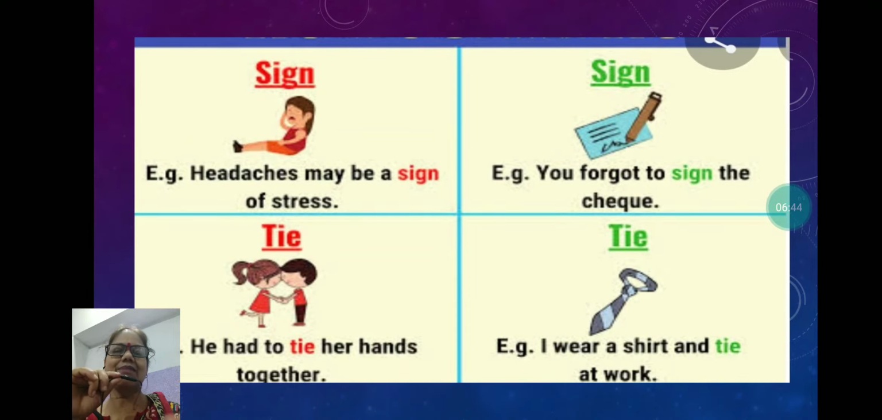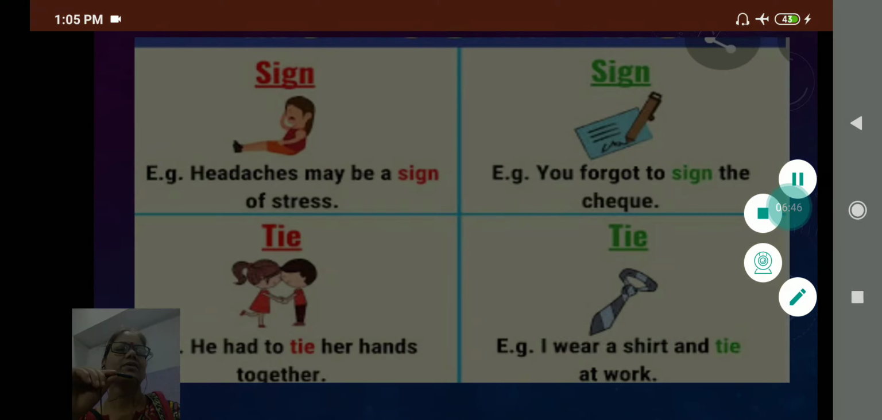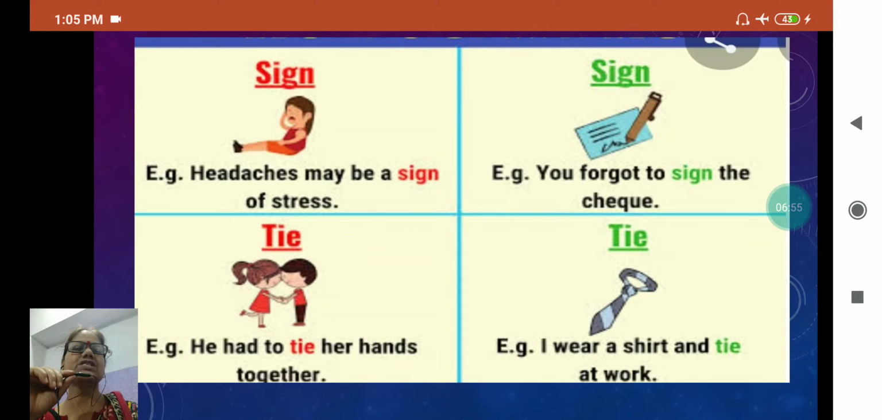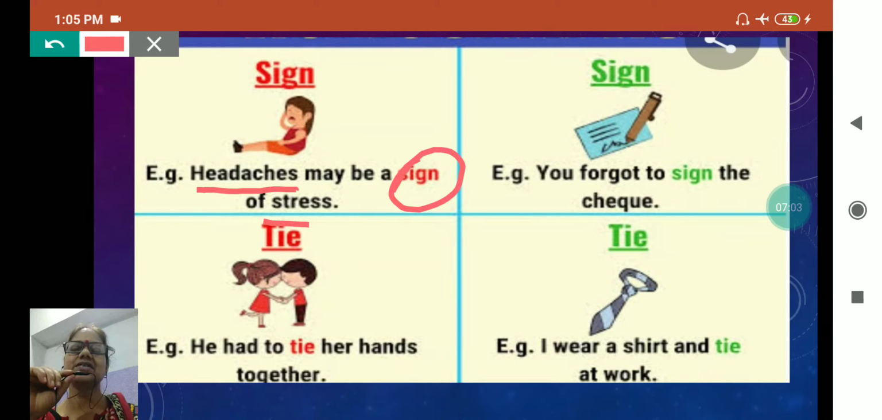Now here you will see I have used some homographs in the sentences to differentiate the meaning. Through these sentences you can understand the meaning very nicely. See here, headaches may be a sign of stress. And what does this sign mean? Signal.